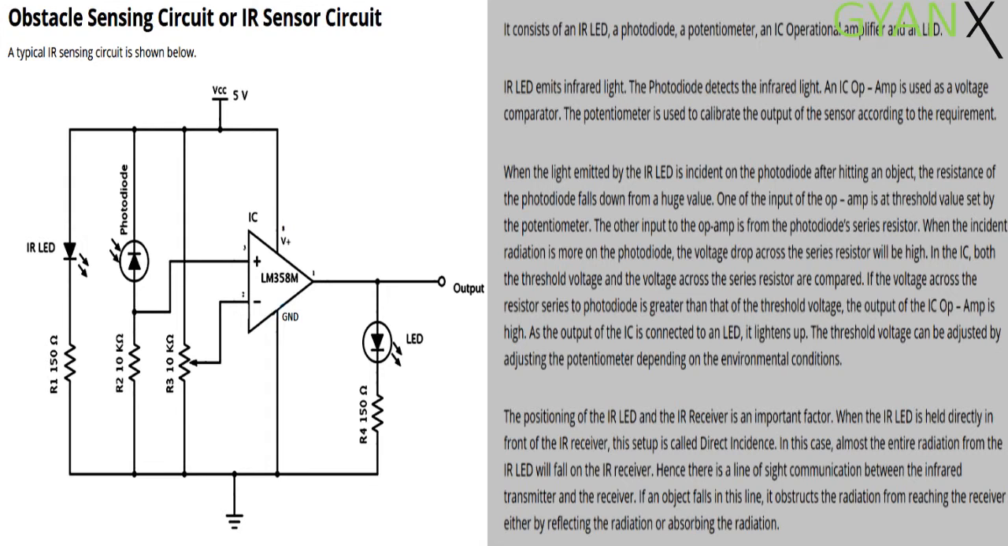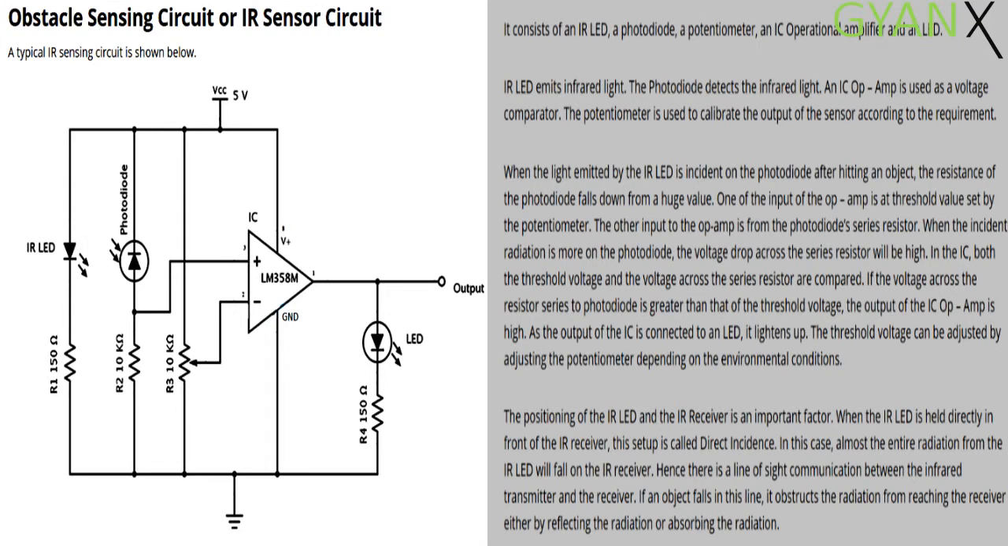When the light emitted by the IR LED is incident on the photodiode after hitting an object, the resistance of the photodiode falls down from a huge value. One of the inputs of the op-amp is at a threshold value set by the potentiometer. The other input to the op-amp is from the photodiode series resistor. When the incident radiation on the photodiode is more, the voltage drop across the series resistor will be high.